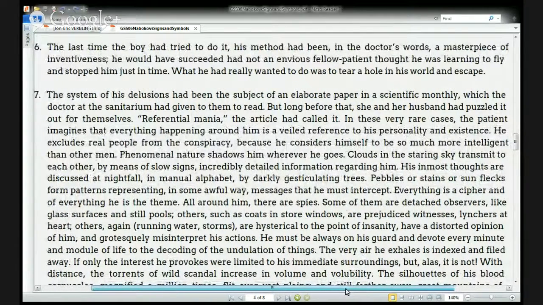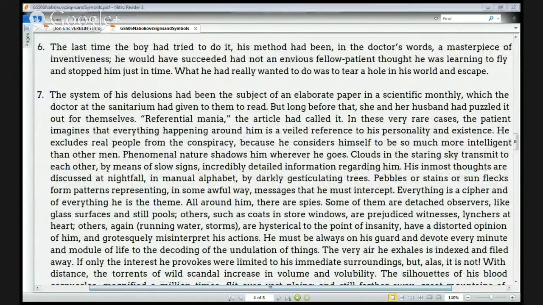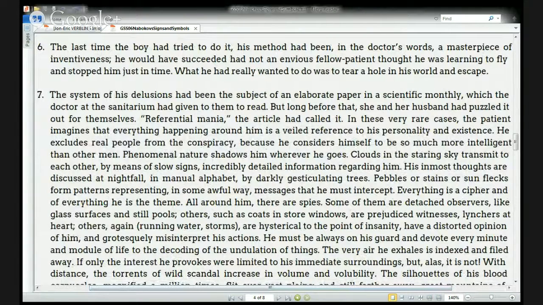Okay. The last time the boy had tried to do it, his method had been, in the doctor's words, a masterpiece of inventiveness. He would have succeeded had not an envious fellow patient thought he was learning to fly, and stopped him just in time. What he had really wanted to do was to tear a hole in his world and escape.